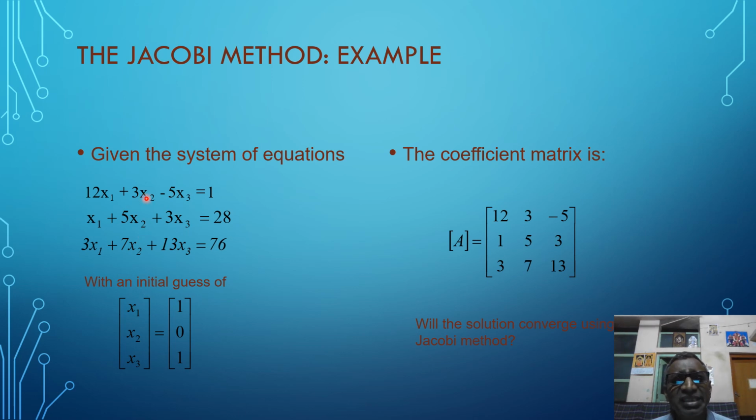So now look at an example. A given system of equations: 12x1 plus 3x2 minus 5x3 is equal to 1, x1 plus 5x2 plus 3x3 is equal to 28, 3x1 plus 7x2 plus 13x3 is equal to 76. Its coefficient matrix is given as 12, 3, minus 5; 1, 5, 3; 3, 7 and 13. And the initial guess we are taking as x1 is equal to 1, x2 is equal to 0, x3 is equal to 1.